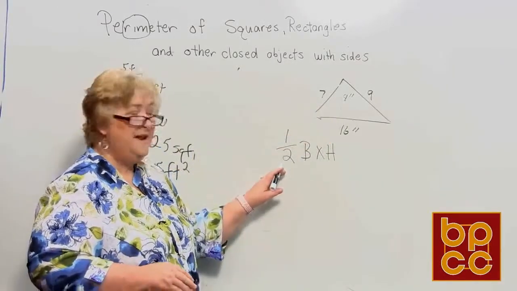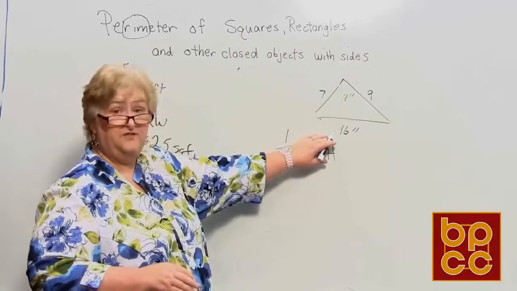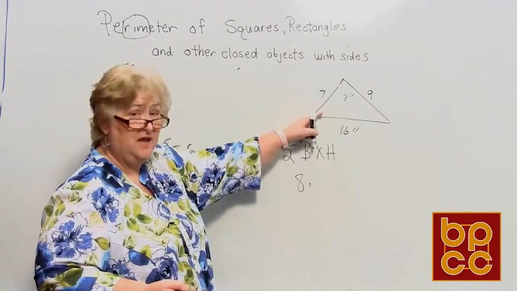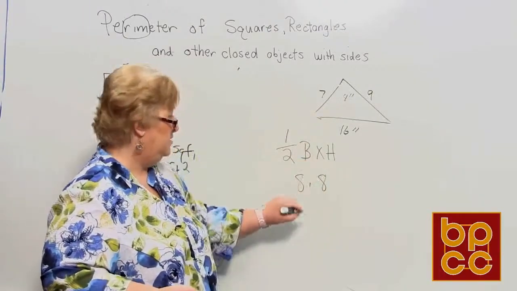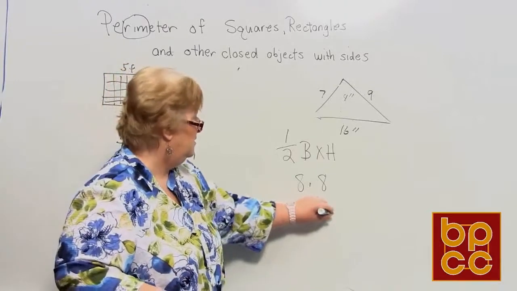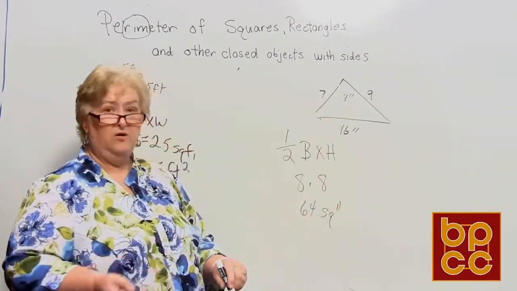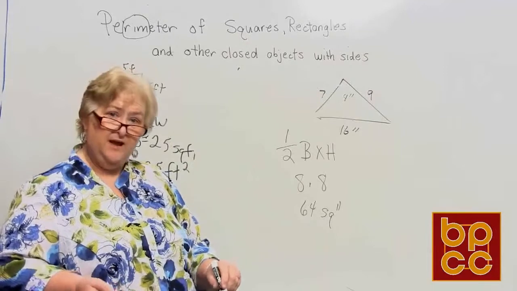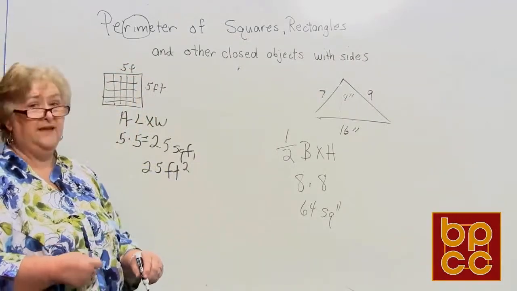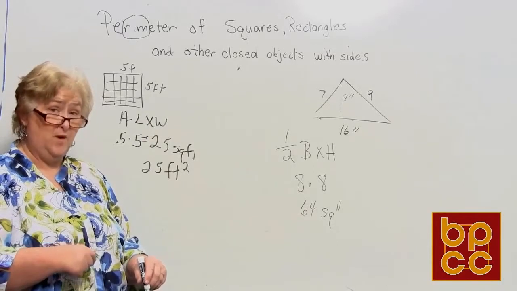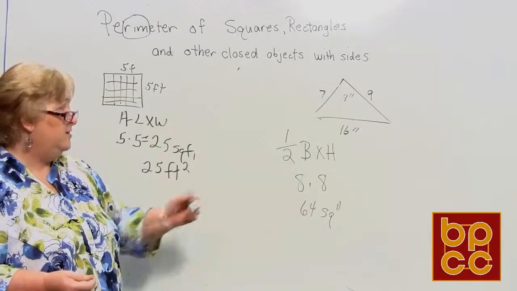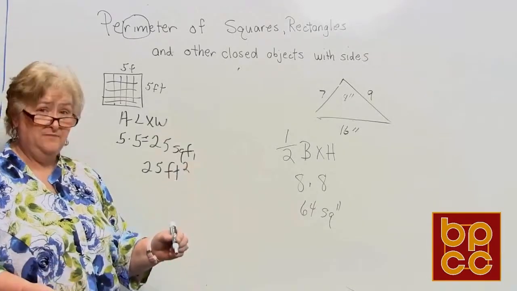Now, we're going to take 1/2 the base, and 1/2 of 16 is 8. So we'll multiply 8 times the height, 8 times 8, which is 64. And then we're going to put square inches or inches squared. That's about all we have. So area of a square and a rectangle, or length times width, make sure to put square feet, or inches, or whatever you're using there. And on a triangle, 1/2 the base times the height.